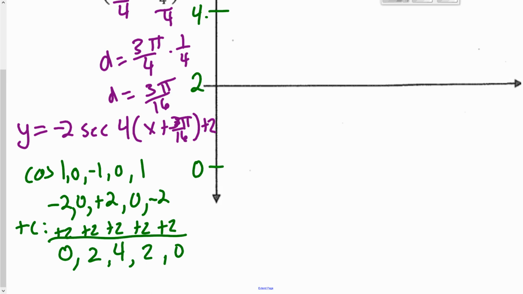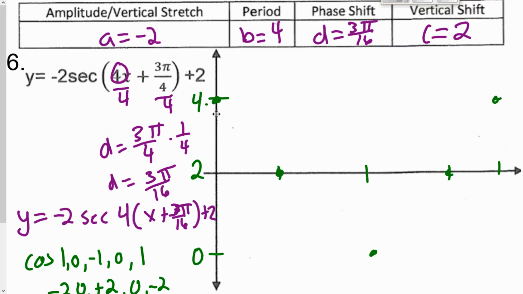Okay, now we can graph those, right? It goes 1, 0, -1, back to 0, back to 1, right? That's fine. Okay, and then draw our smooth curve here.